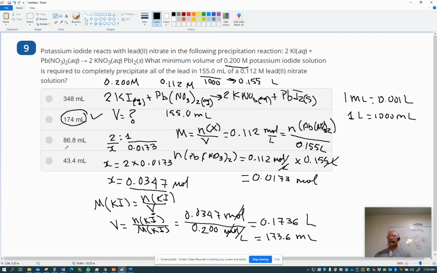So that will be the correct answer, and you can check that by going to your textbook under the chapter solutions and checking problem number 9.